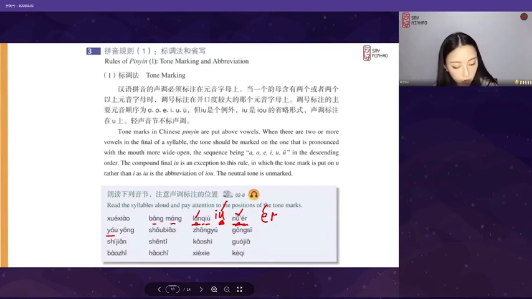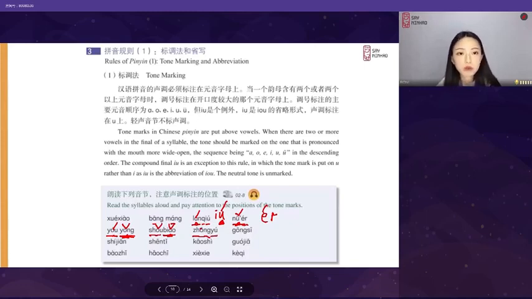Next is yóuyǒng, 游泳. In 游, we can see there is o, right? We cannot see a, so we find o and e. Because there is o, we marked on o. Next one, 泳 is the same, we can see the o, so we marked on o. Next one is shǒu, because there is o, so we marked o. Next one, biǎo, because there is a, we just need to mark a. Next one, zhōng, mark the o, right?